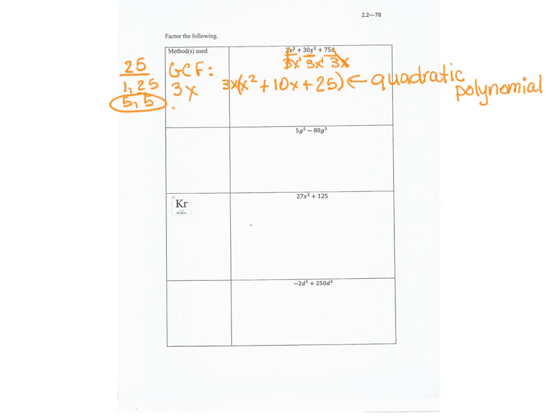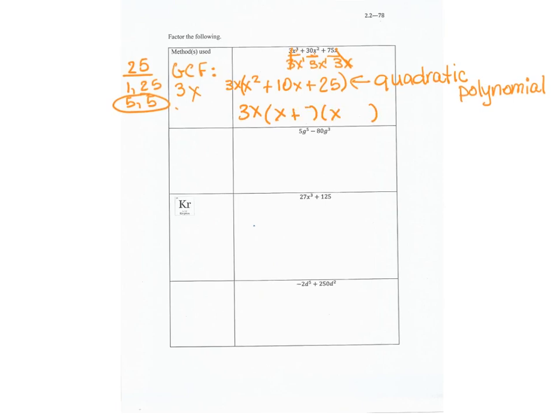So if 5 and 5 will add or subtract in some way to give me 10, those are the factors that I'm going to use in my binomials. I will have 3x, my greatest common factor, outside. My two binomials will start with an x, and then it will be plus 5 and plus 5. Remember that if we want to check, we can check it using the FOIL or box method.